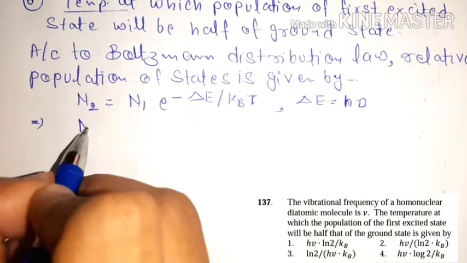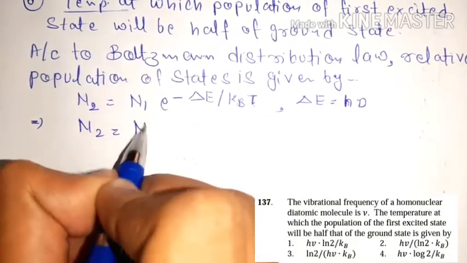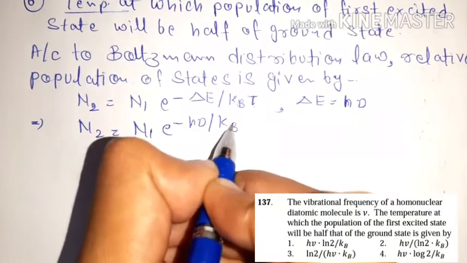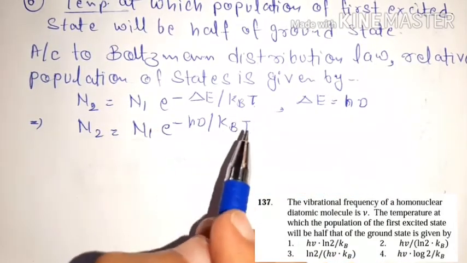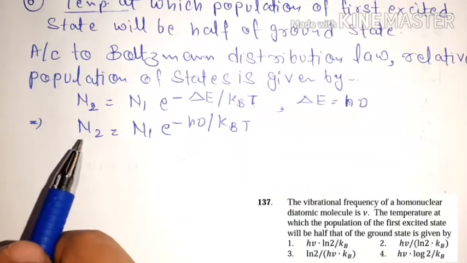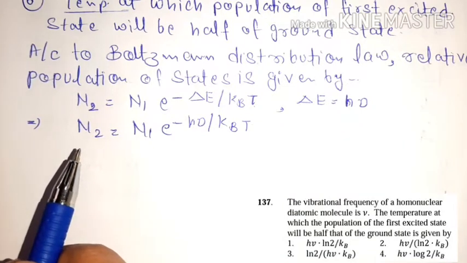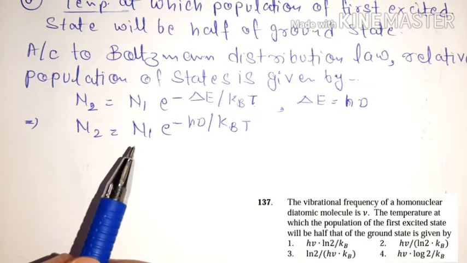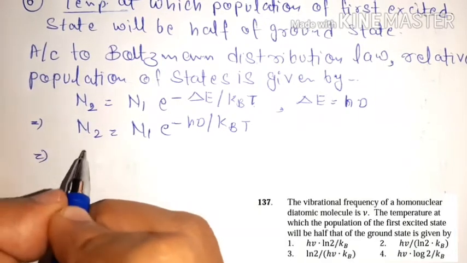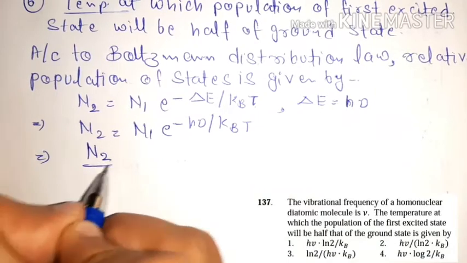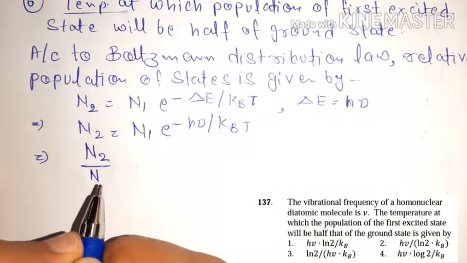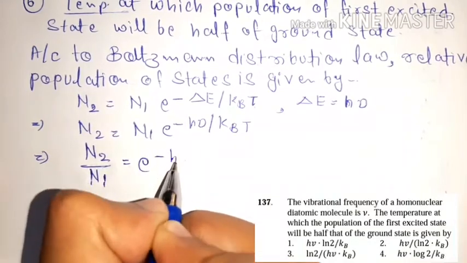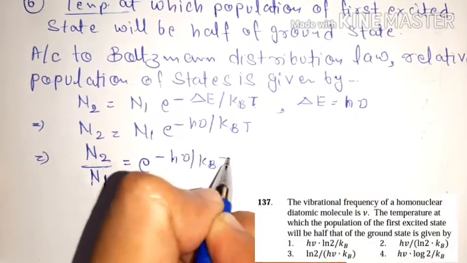So n2 is equal to n1 e to the power minus h nu upon kb into t. Here t is temperature and kb is a constant. Okay, n2 is the population at the excited state and n1 is the population of the ground state. So the ratio of the population of excited state and ground state, n2 over n1, is equal to e to the power minus h nu upon kb into t.